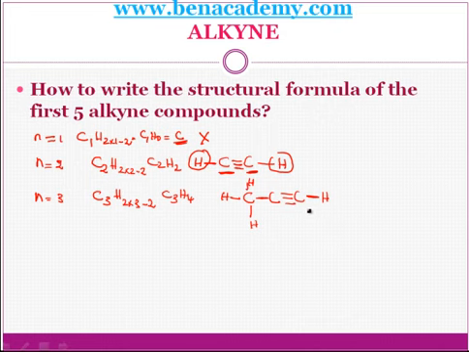So C3H4. If you condense this formula, you will get, see this carbon here, it is bonded to 3 hydrogen atoms. Therefore you write CH3. Then this single bond comes here exactly. Now write down this carbon.